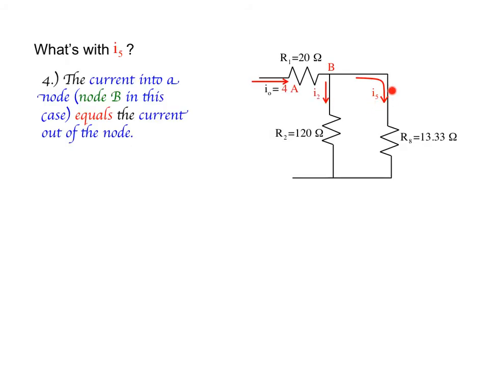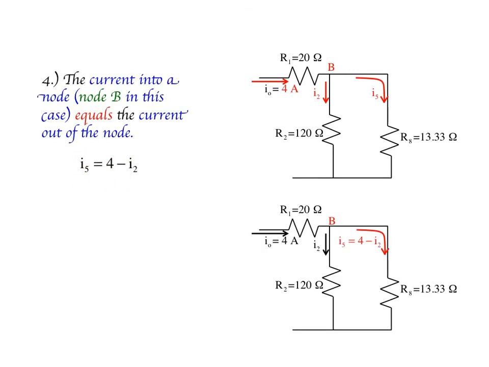So I just mentioned that I5 was going to equal I3 plus I4, but what is it in terms of the 4 amps that's coming in and the I2's worth of amps coming out through this 120 ohm resistor? Well, it turns out that the current coming into a node, where this node is this junction here, is going to end up equaling the current coming out of that node. Using that information, it just makes sense that I5 is going to end up equaling the 4 amps coming in minus the I2's worth of current that ends up going through the other branch. And putting that information onto the schematic leaves us with this.